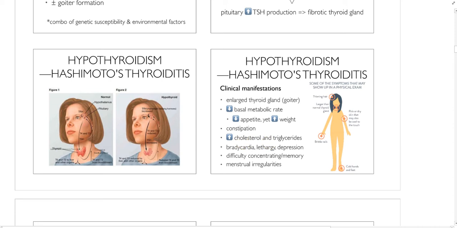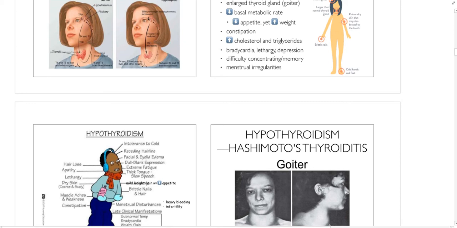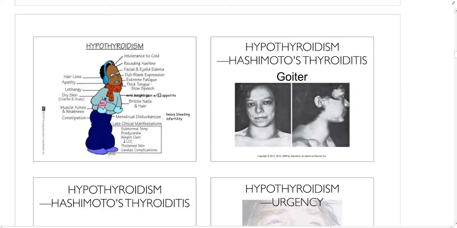We may have an increase in cholesterol and triglycerides, bradycardia because everything's kind of going slowly, lethargy, depression, difficulty concentrating and memory issues, and menstrual irregularities. So everything's going down. Everything's getting slower, getting down-regulated. You may also have an intolerance to cold, receding hairline, dull, blank expression. If you didn't have any energy, I think that's actually kind of how we all look as nursing students. So, thick tongue, mild weight gain.